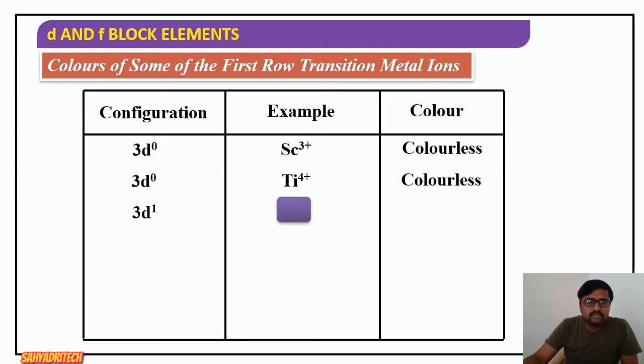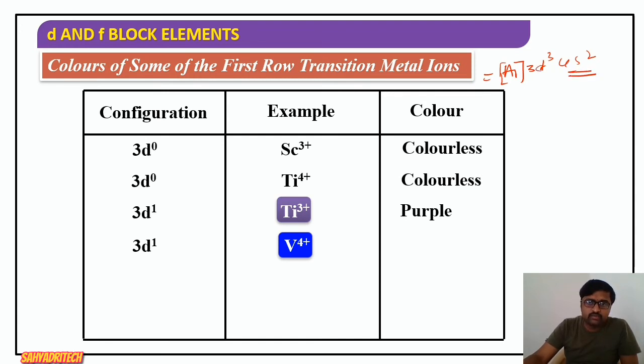Then d1 configuration, for example titanium 3+. What is the color? Purple. Then one more d1 configuration, say vanadium 4+. Vanadium has atomic number 23, with electronic configuration argon 3d3 4s2. For vanadium 4+, 2 electrons are lost from 4s and 2 from d. So what remains is 3d1.